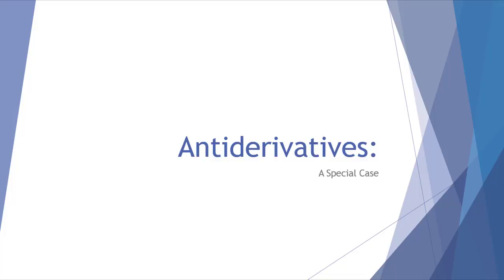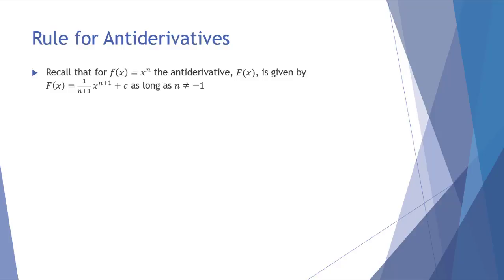We want to talk about one special case of antiderivatives. We remember the general rule for antiderivatives that says, recall that if you have a function f of x equals x to the n, remember x is going to be your variable, n is going to be the power on your variable, it represents a constant here.